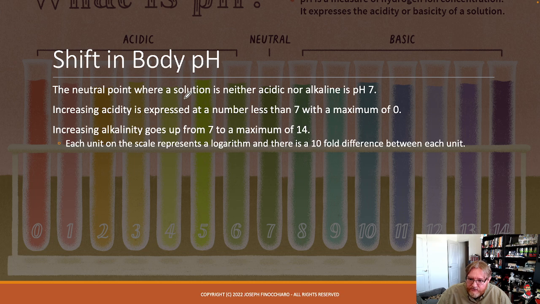Increasing alkalinity goes up from 7 to a maximum of 14. So from 7 down, it's an acid. From 7 up, it's a base. Each unit on the scale represents a logarithm, and there is a tenfold difference between each unit. So every number that goes up, it's multiplied by a factor of 10.